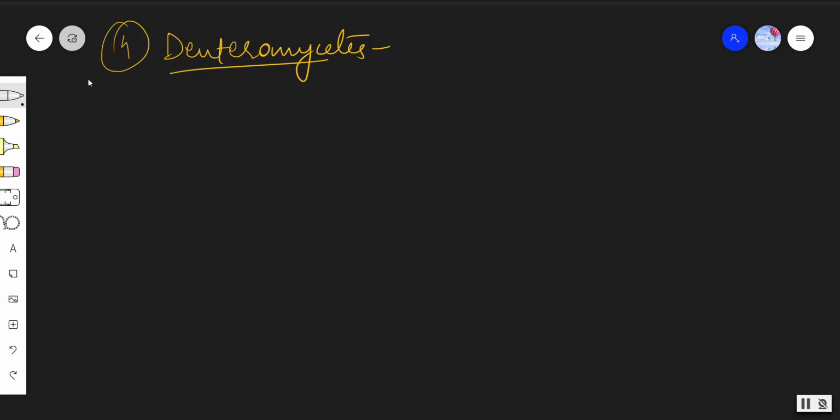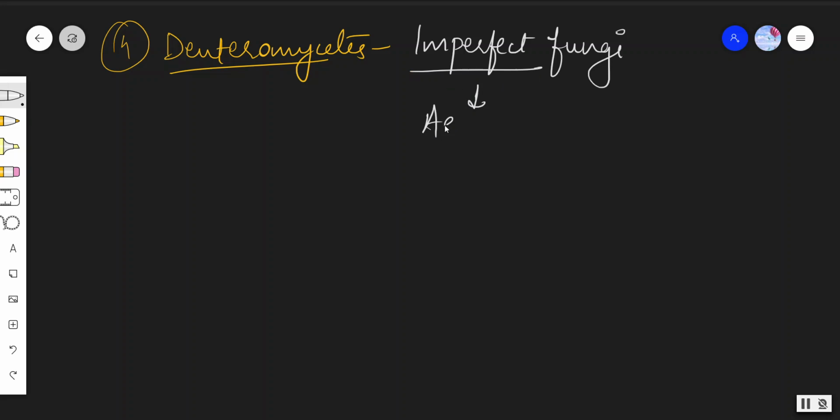So last but not the least is Deuteromycetes. They are commonly called imperfect fungi. Why are they called imperfect fungi? Because only the asexual or vegetative phase of these fungi is known.